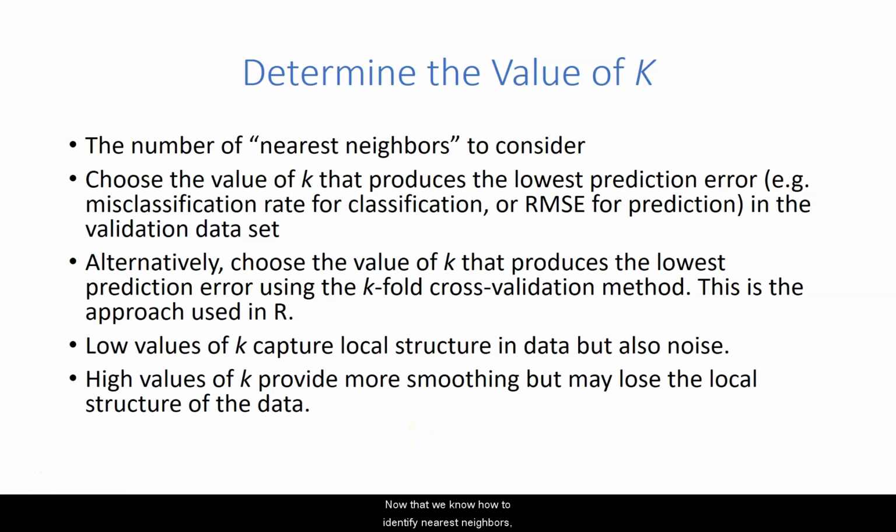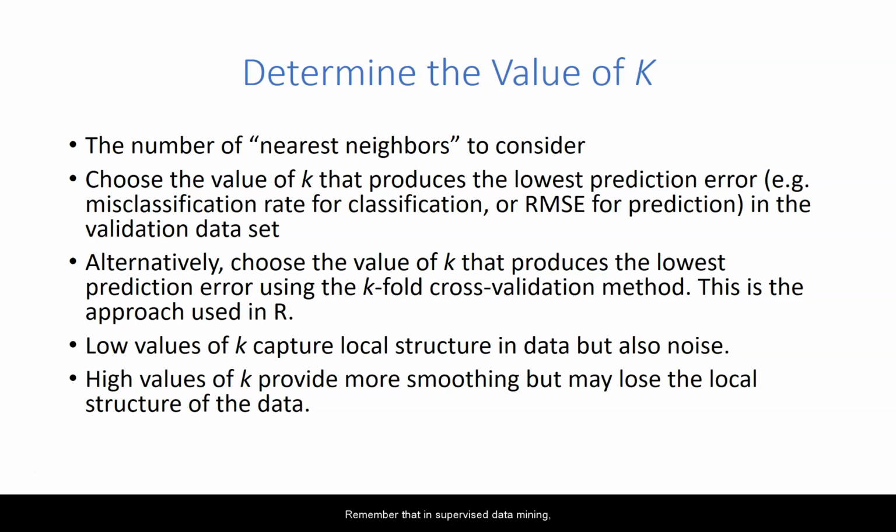Now that we know how to identify nearest neighbors, how do we determine the value of k in KNN? At one extreme, we can select k equal to 1, which only uses the nearest neighbor to help us make the prediction. At the other extreme, we can select k equal to n, the number of observations in the dataset. Then the entire dataset is used to make the prediction. Different values of k will lead to sometimes drastically different predictions. How do we know the value of the optimal k?